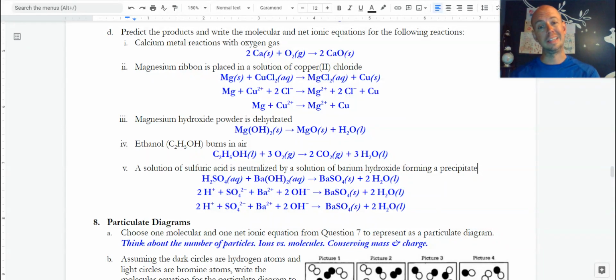So our complete and our net ionic look very similar here. And as we look at them, not only have I balanced out the hydrogens, sulfurs, oxygens, and bariums, I also recognize that I've got 2 positives with 2 negatives, 2 positives, 2 negatives, and my charges are completely neutral here. Back up in this example, I've got a +2 charge and a +2 charge. So I am balancing both my atoms and my charges as I write net ionics, complete ionics, or molecular.